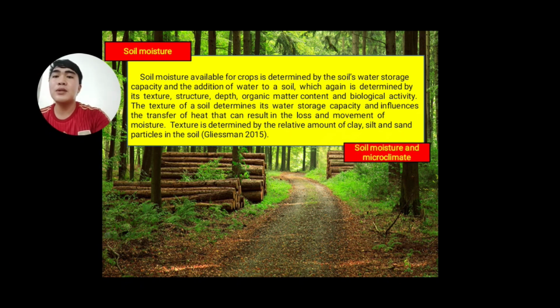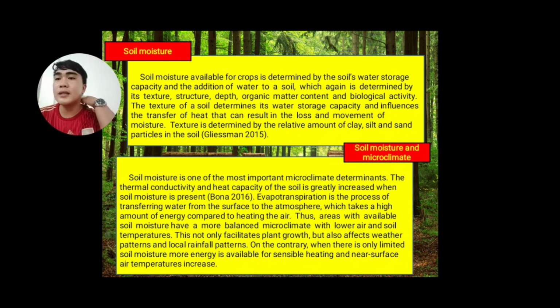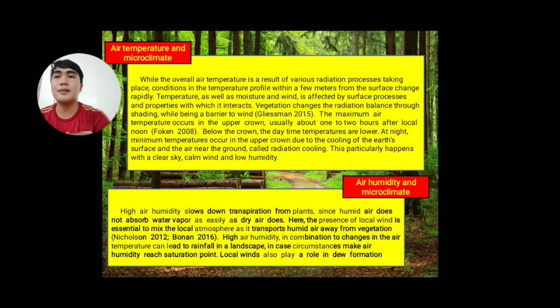Next, the soil moisture and the microclimate. Soil moisture is one of the most important microclimate determinants. Areas with available soil moisture have a more balanced microclimate with lower air and soil temperature. This not only facilitates plant growth, but also affects weather patterns and local rainfall patterns. On the contrary, when there is only limited moisture, there is a greater air temperature increase.